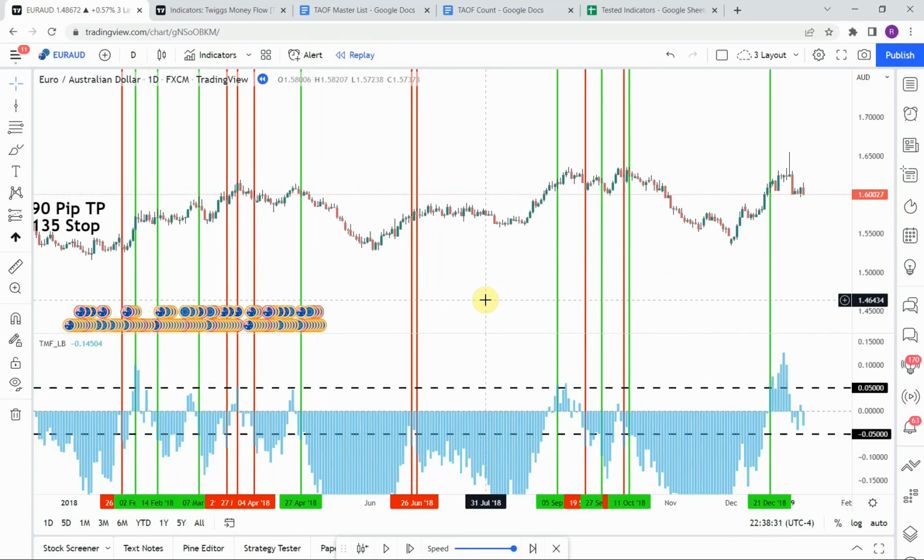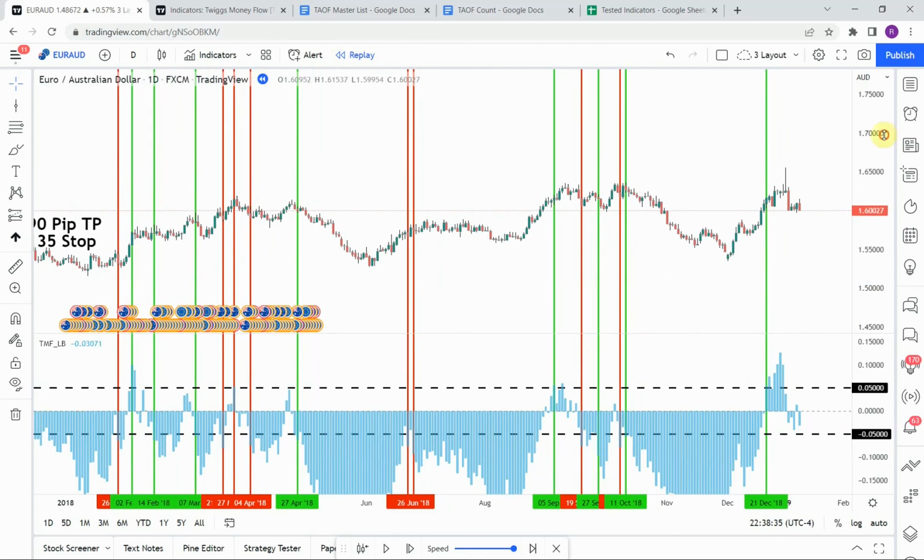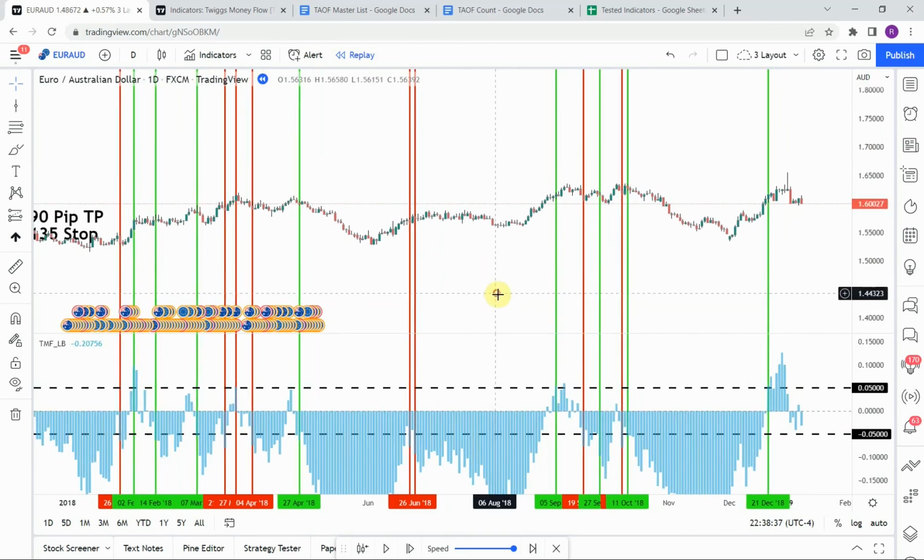Did rather well considering how it did in the last video. Definitely significantly different than it did last time, but wasn't quite enough to keep us out of some of those clusters of losing trades.